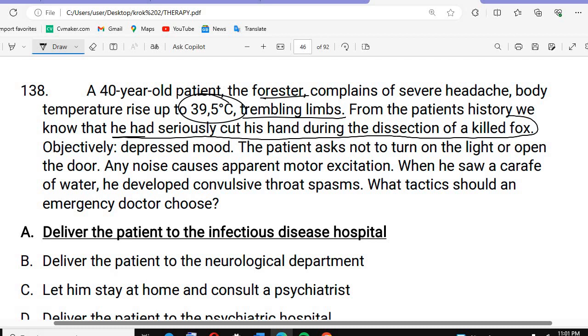Why was he dissecting the killed fox? Objectively depressed mood; the patient asked not to turn on the light or open the door, any noise caused apparent motor excitation. When he saw a carafe of water, he developed convulsive throat spasm. What tactic should an emergency doctor choose? Okay, if you were in place of this forester, what would you do?